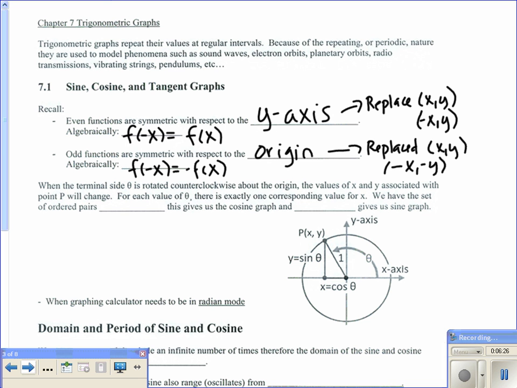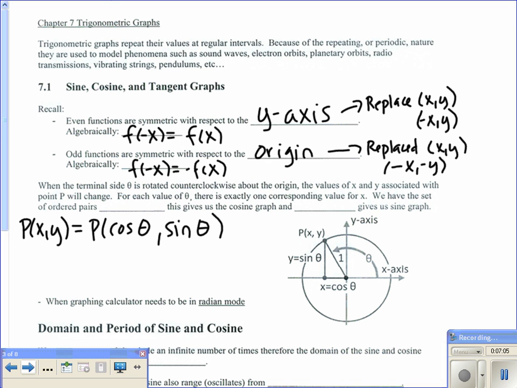Now, we've talked about the unit circle before, and we've looked at this triangle that I have pictured here. It says when the coterminal side of theta is rotated counterclockwise about the origin, the values of x and y associated with the point P will change. For each value of theta, there's exactly one corresponding value for x, and then we have this set of ordered pairs for cosine and for sine that we can use. So remember that that point P of x comma y is really cosine comma sine. So cosine theta, sine theta, and normally we use t instead of theta, but since I have it in the problem, I'm going to leave it there.